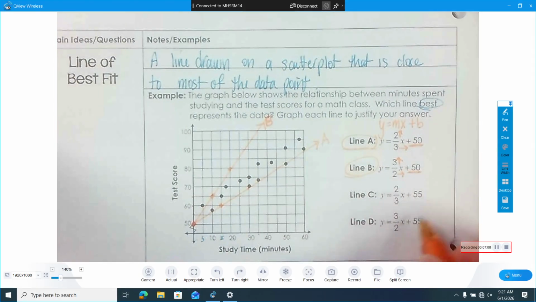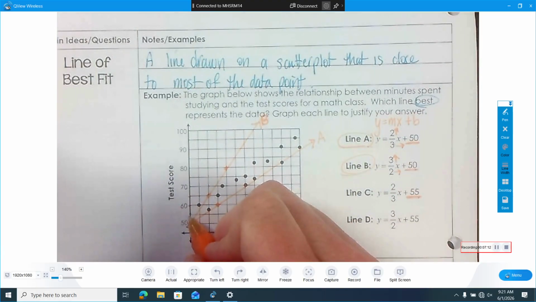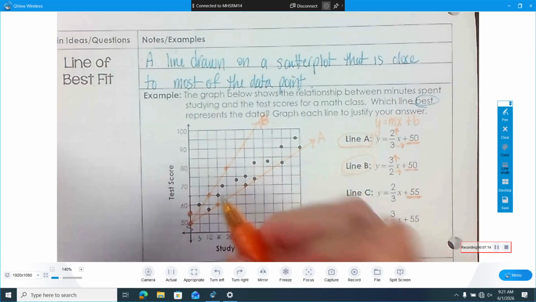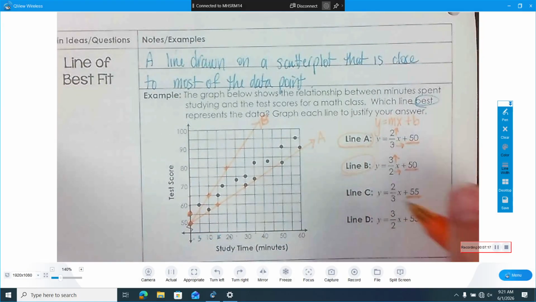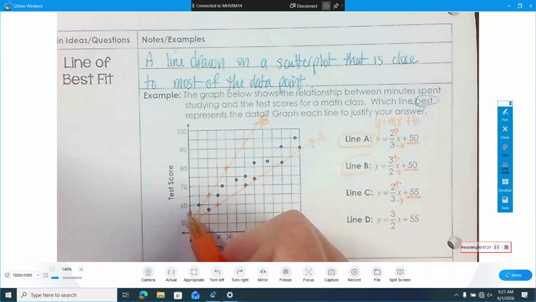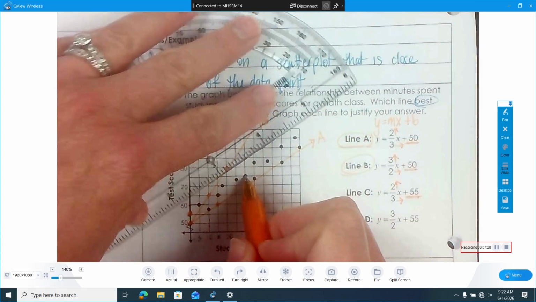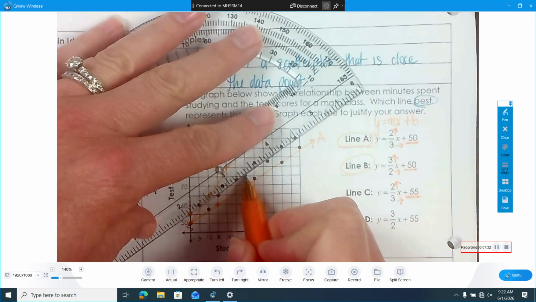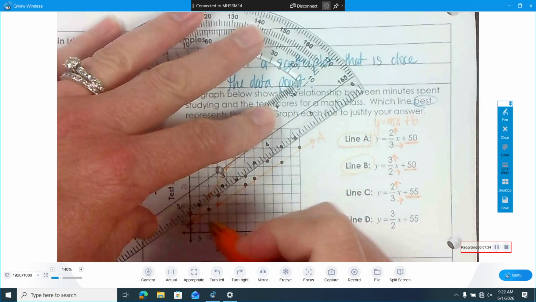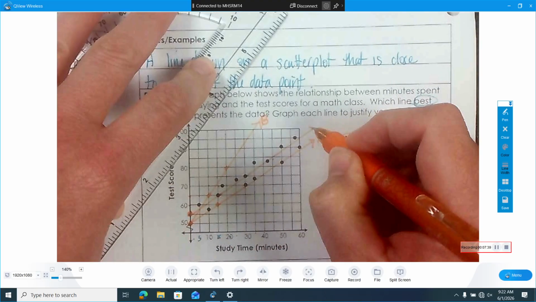All right, let's look at line C. Line C begins at 55. So here's my starting point at 55. And again, the slope is up 2, right 3. So I'm going to go up 2 boxes, right 1, 2, 3. Up 2, right 1, 2, 3. So I've got my 55. There we go. All right, and there's line C.